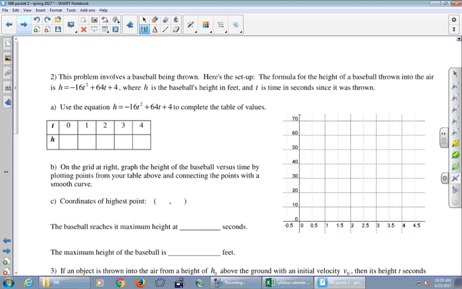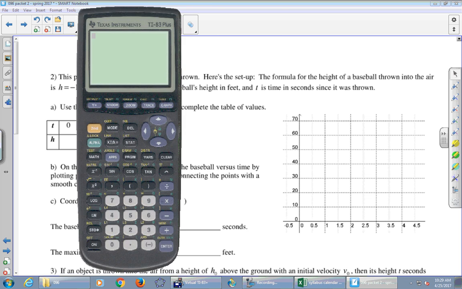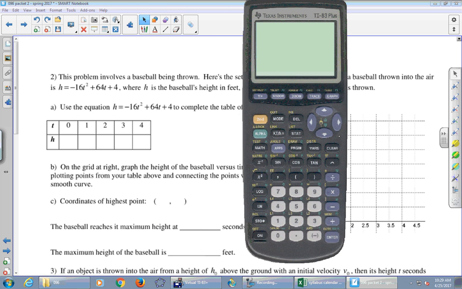Let's see if we can start by filling in this table. It says use that equation to complete the table of values. So I'm giving you 5 different t's and asking you to find h. We could probably do a bunch of this without a calculator, but let's use a calculator to make it a little bit quicker. Although the first one we should definitely do without a calculator.